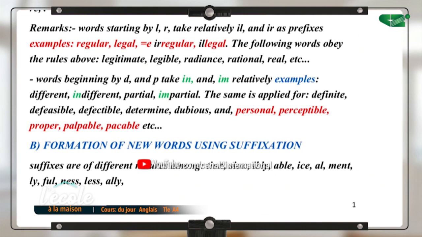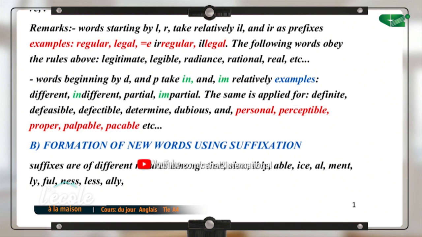Now, words beginning with D and P. Take in, that is I-N, and im, that is I-M. Relatively. Examples. Different. De. Concerning sound, D. Concerning letters, it is the first letter. Then I will use in. It gives indifferent.